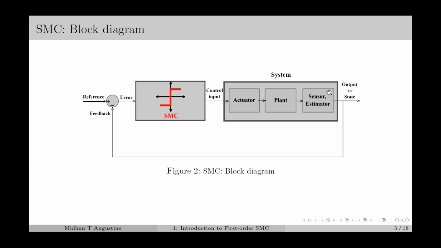The physical variables in the system that we measure using some sensors are called output variables. And the minimal set of variables in the system that can capture the entire dynamical behavior of the system are called state variables. In SMC, we compare the output or state with its reference value to generate an error signal, and the SMC controller computes the control input as a function of the error variable.